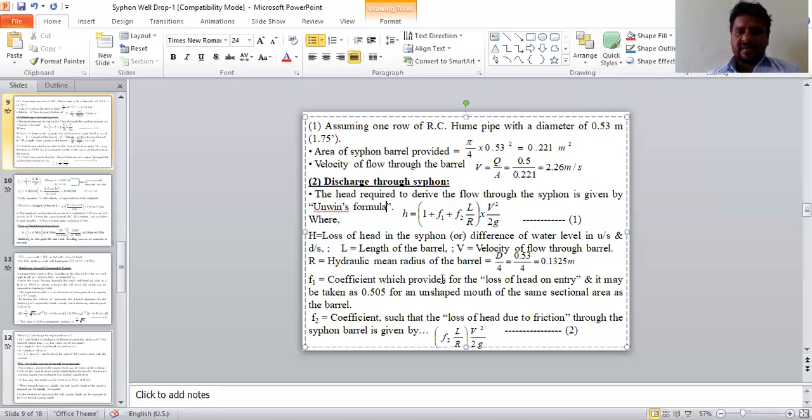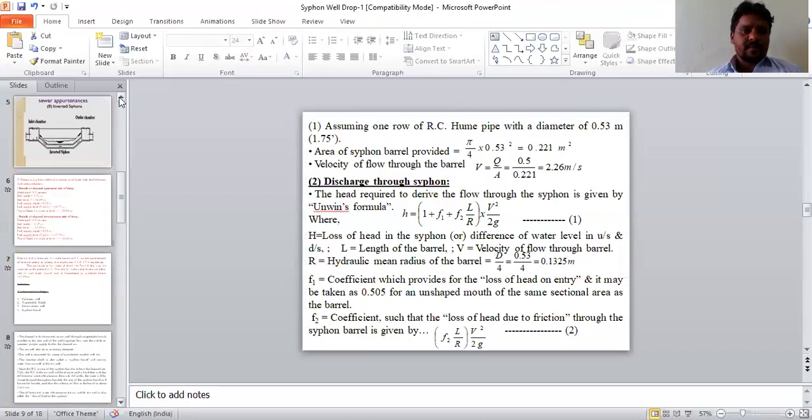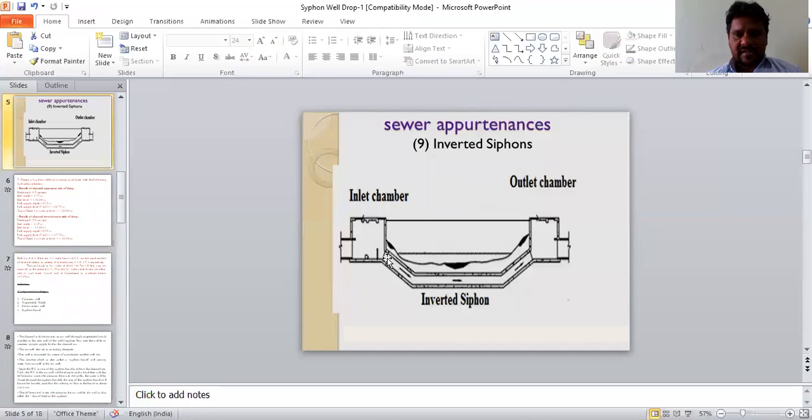So R is known now, V is known, 2g is known, unknown is F1, right? F1 is the coefficient which provides loss of head at entry, the entry of the pipe. Okay, I'll show in the diagram. This is the entry here, right? This is the well. So water will flow through here, and suddenly it will enter from here only.